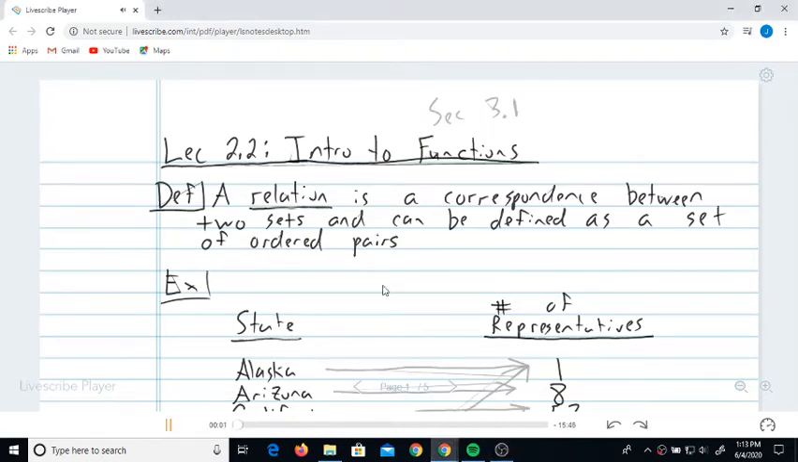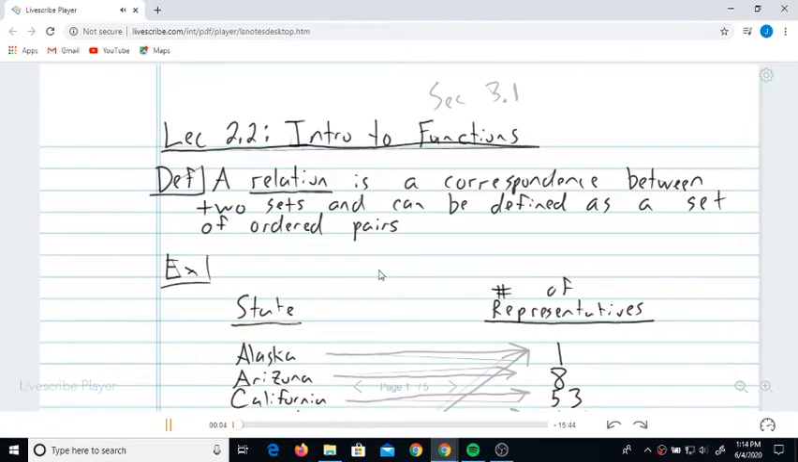Alright, here we have lecture 2.2, which corresponds with section 3.1 of the textbook. So for unit 2, from this point forward, we'll be primarily focusing on contents from chapter 3 of the textbook, and it's this section where we introduce the function. One of the most important concepts in all of mathematics, actually. But before we get to functions, we need to define what a relation is.